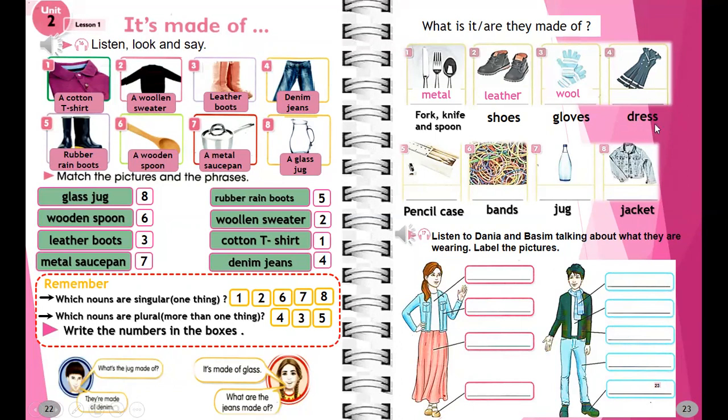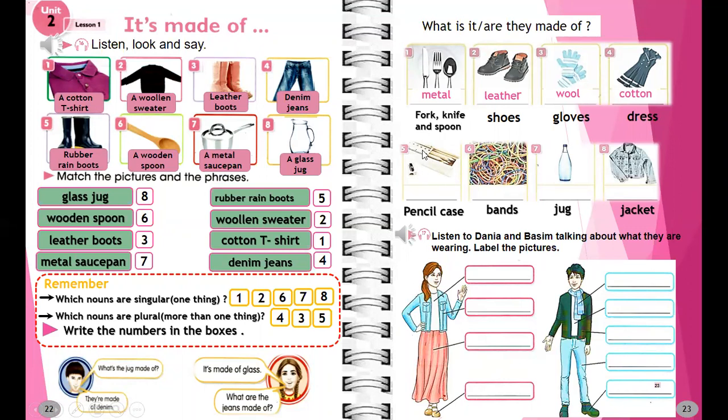While in picture four, we have singular: one dress. The dress is singular. So we say, what is it made of? It means the dress. Or we can say, what is the dress made of? In the answer, I will say, it is made of cotton. Of course, students, you must write the material under each picture. Follow me and write the material under each item. So the dress is made of cotton.